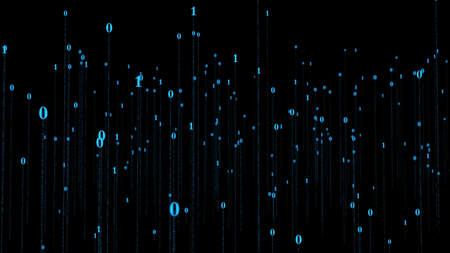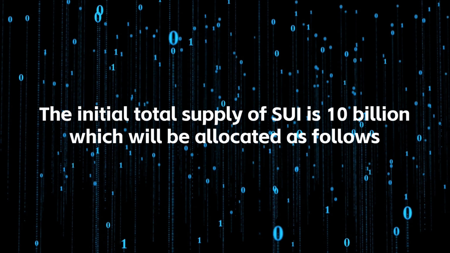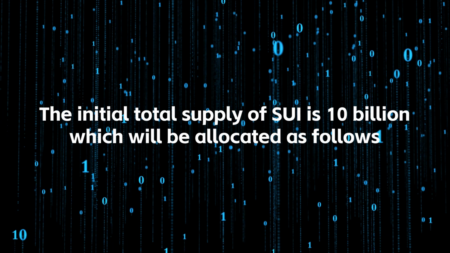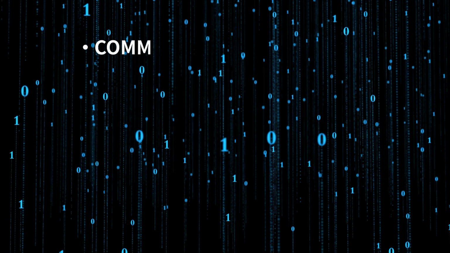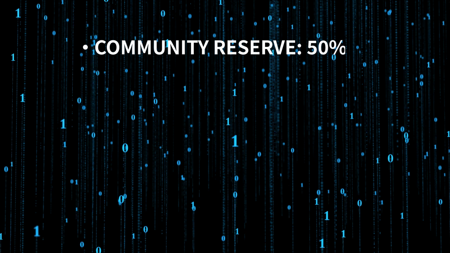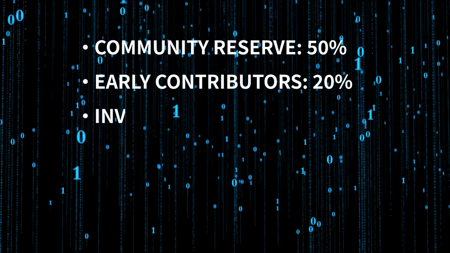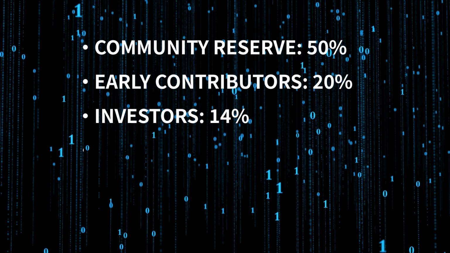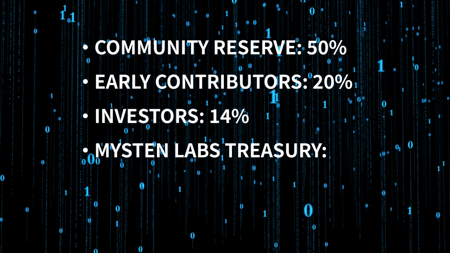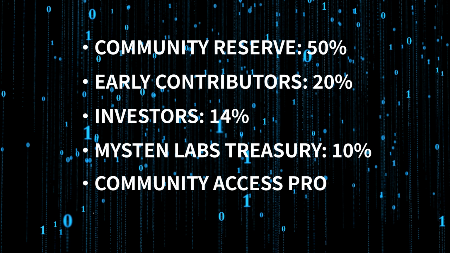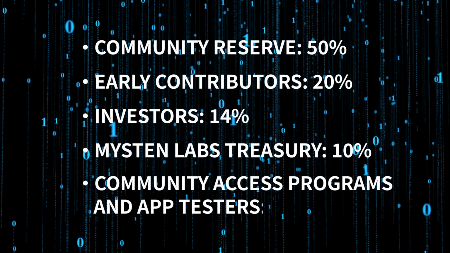Token distribution. The initial total supply of SUI is 10 billion, which will be allocated as follows. Community reserve, 50%. Early contributors, 20%. Investors, 14%. Mysten Labs Treasury, 10%. Community access programs and app testers, 6%.